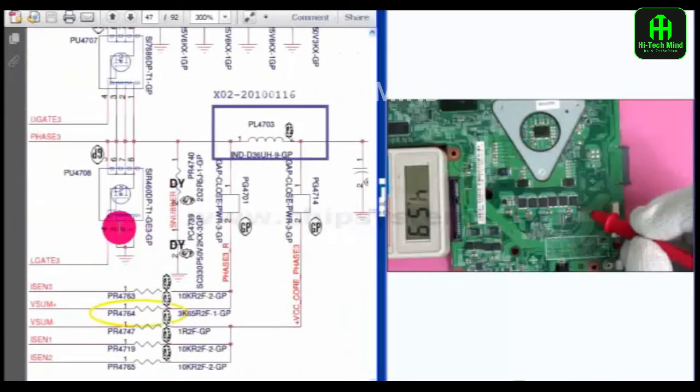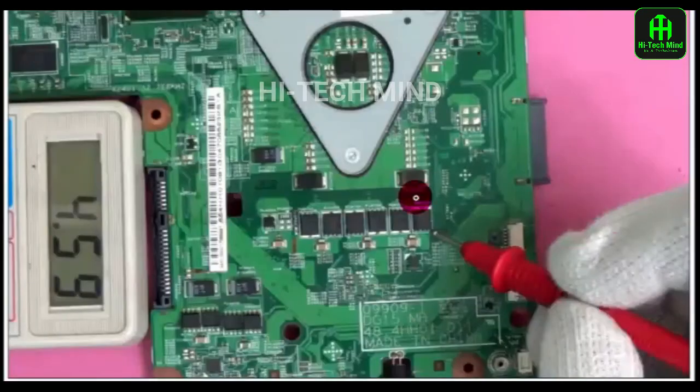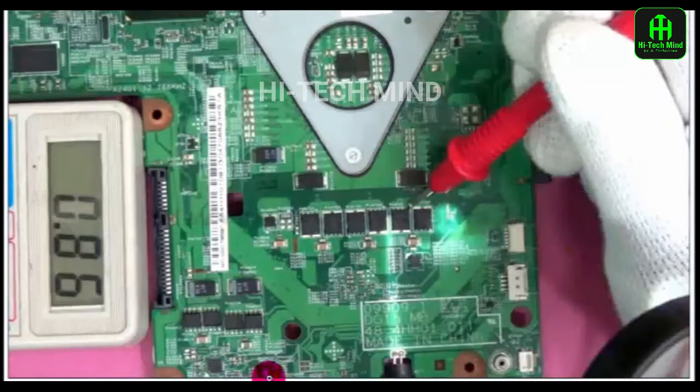This is the lower MOSFET PU4708. See here, this is the lower MOSFET PU4708. Now watch the multimeter. It shows 4.59 voltage. So this is the lower gate driver voltage.